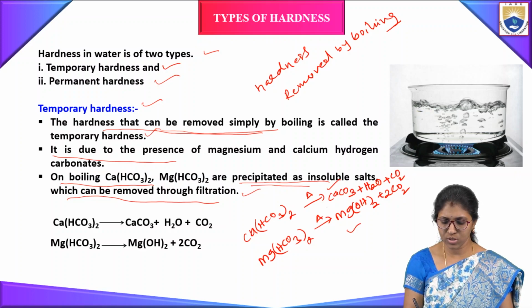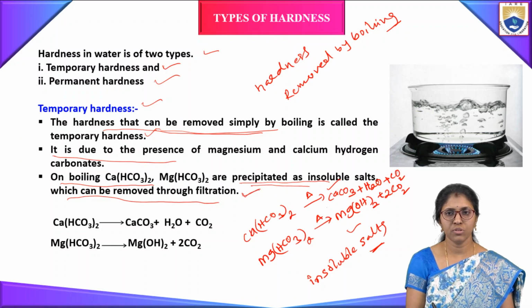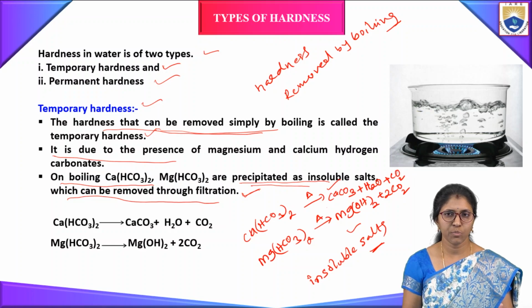Both calcium carbonate and magnesium hydroxide are insoluble salts, and these can be removed through simple filtration. So temporary hardness can be removed by simple boiling, and it is due to the presence of magnesium and calcium bicarbonates, which on boiling are precipitated as insoluble salts and removed by filtration.